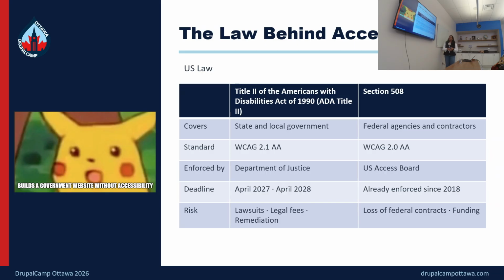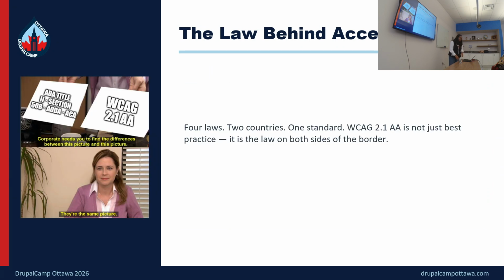And the next one is Section 508, which covers federal agencies and contractors. The standard is WCAG 2.0 AA, and it's enforced by US Access Government. The deadline has already been enforced since 2018, and the risk is loss of federal contracts and funding. This is just an overview of all the laws. So the conclusion: 4 laws, 2 countries, 1 standard, that is WCAG 2.1 AA. It's not just a best practice, but it's a law on both sides of the border.